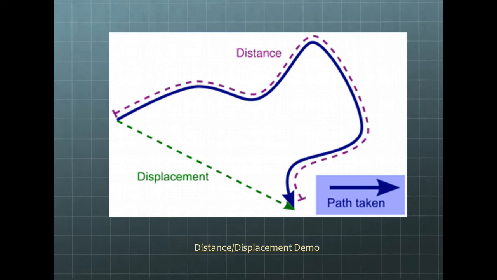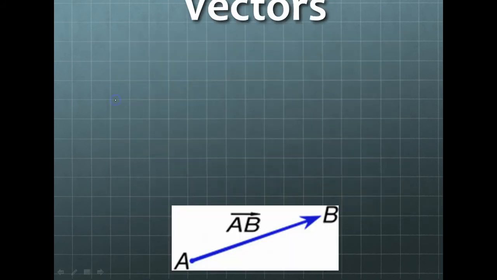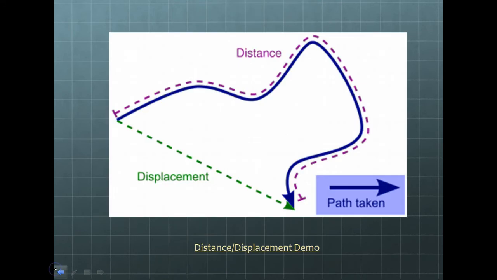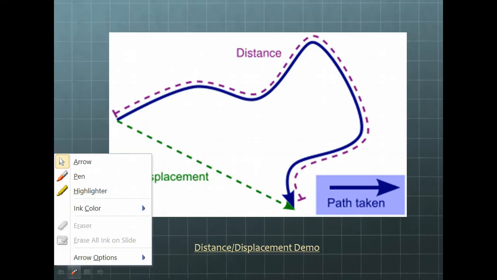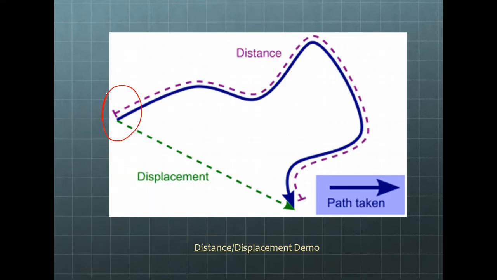Here's another example. If you look at this path, so you start right here and you end up right here. You can see the arrow representing the path. And if you wanted to measure the distance, you would measure that whole blue arrow. And if you wanted to measure the displacement, you would measure that green arrow. Okay?